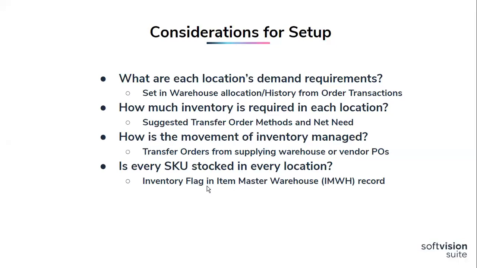So one of the additions to the interfaces for multi-echelon is an item master warehouse record. You'll hear us saying IMWH record quite a bit, but this is what tells us what SKUs you have inventoried in any of the locations that you have in your multi-echelon setup.